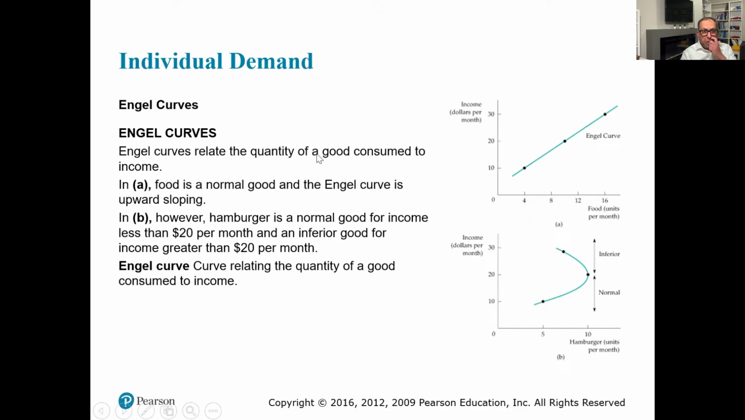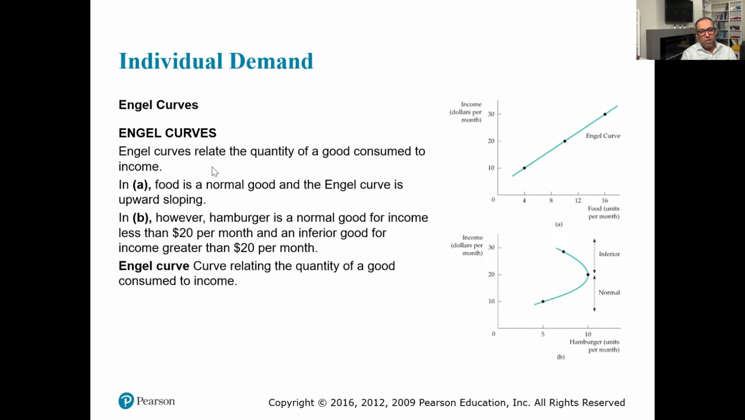We can also draw a curve, and that curve is called an Engel curve. Engel curves relate the quantity of goods consumed to the income. Normally when you draw a demand curve, you draw the quantity and the price, and on the y-axis is the price of the product. But when we want to draw an Engel curve, we draw the quantity on the x-axis, but income on the y-axis, not the price. Then we get a curve which is called an Engel curve.